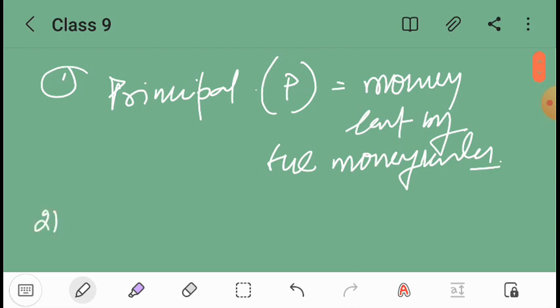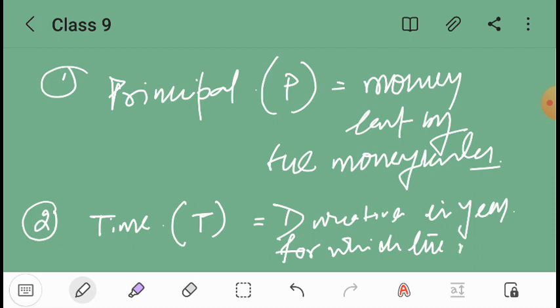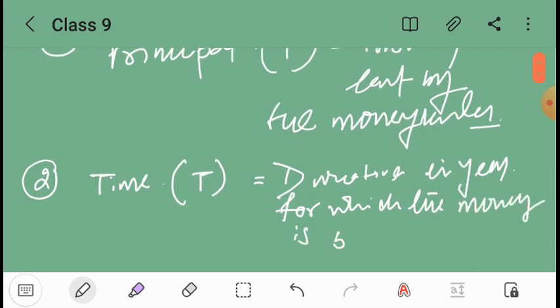Now the second term we use here is time, expressed as T. This is actually the duration in years, or sometimes in months. We generally use years. That is the duration for which the money is borrowed.